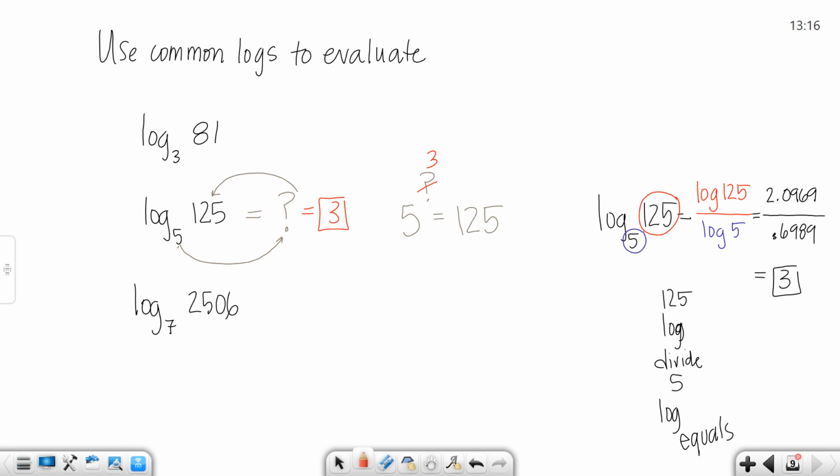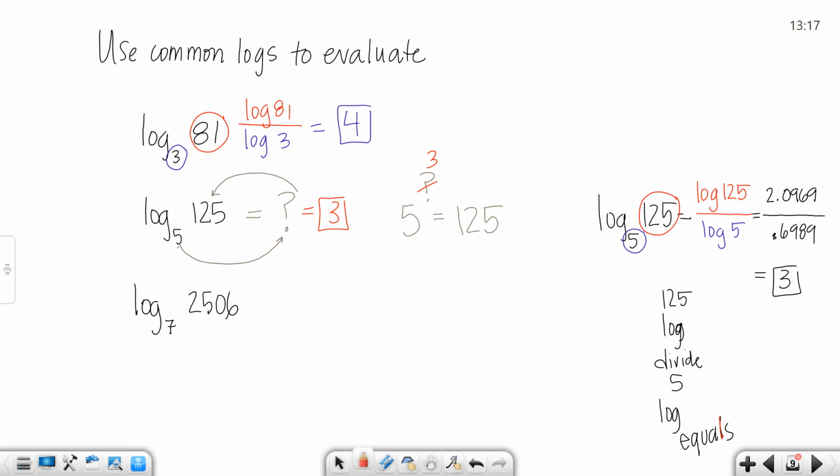So for this one, log base 3 of 81, we'd hit the log of 81. And then we would press the log of 3. And when we enter that in our calculator, we get 81 log divided by 3 log equals, we get the number 4. Now, they're not always going to be that pretty, but that's how you could go back and work the ones that we started the class with. That's how you could go back and work those with your calculator if you wanted to.